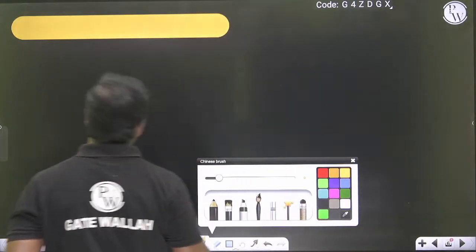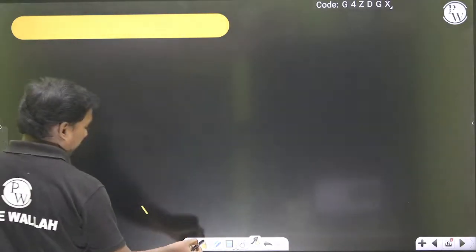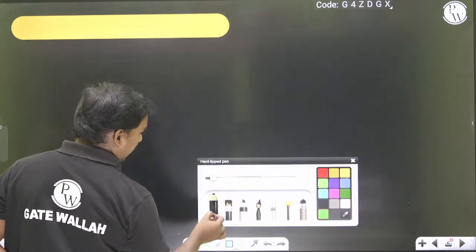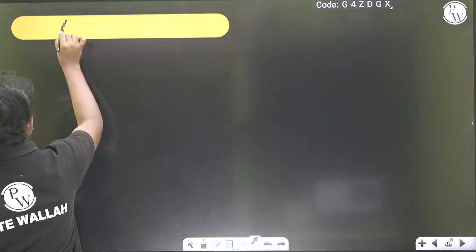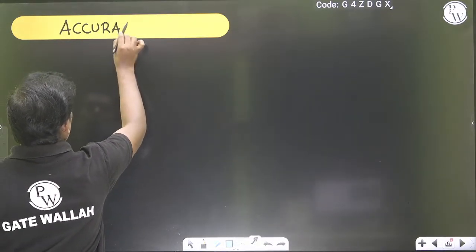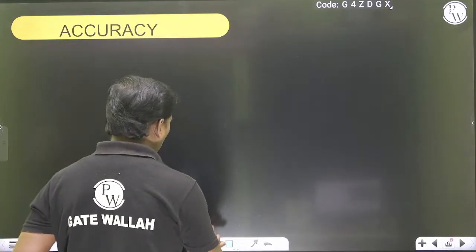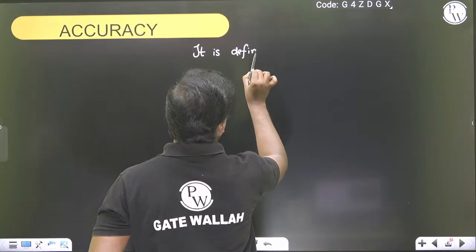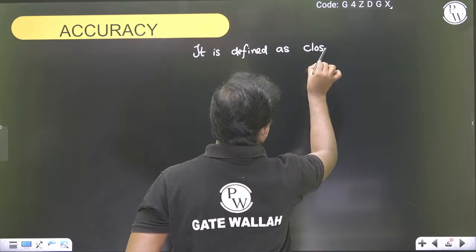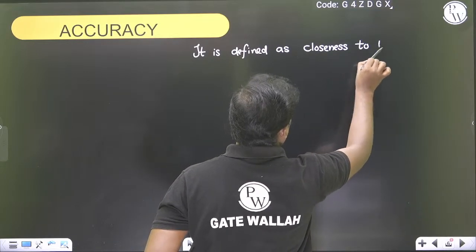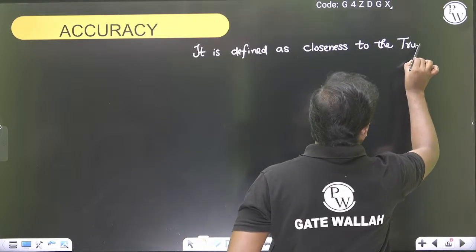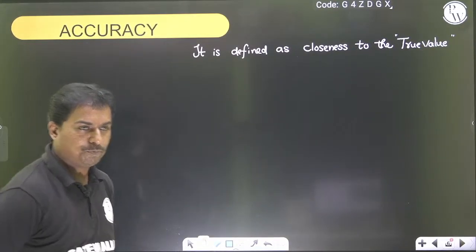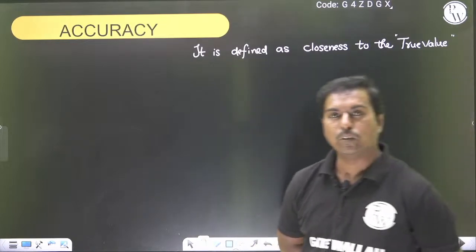So if you see the accuracy, first, what is accuracy? Accuracy is defined as the closeness to the true value. How far it is close to the true value, that is called the accuracy.